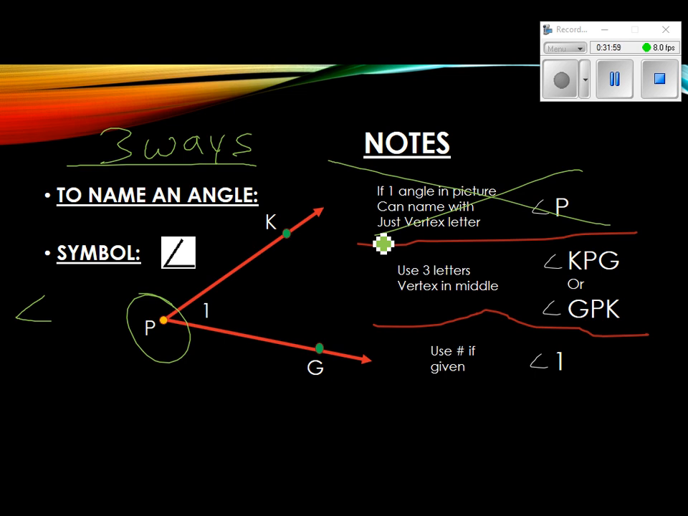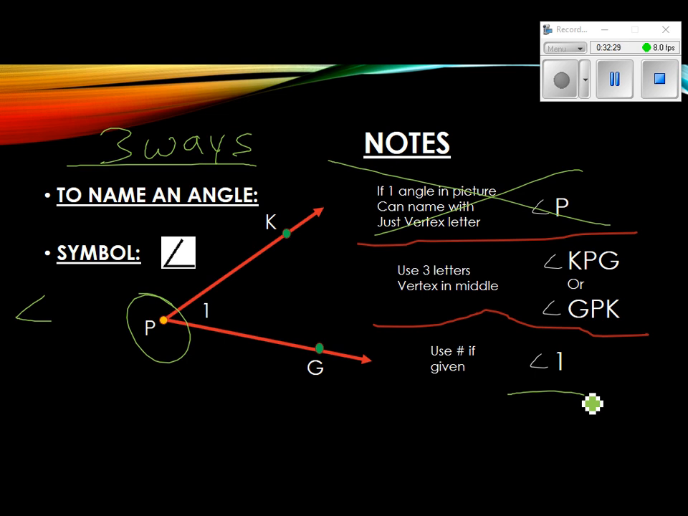All right? Another way to name it. If they give you a number inside the angle, on the interior of the angle, close to the vertex, then we can just name it with that number. Angle 1. Later on in the year, we'll do that a whole bunch because we'll have 15 or 20 angles in a picture. We don't want to have to name them all with letters. So you go angle 1, angle 2, angle 3, angle 4, angle 5.